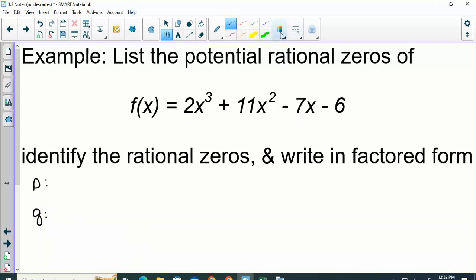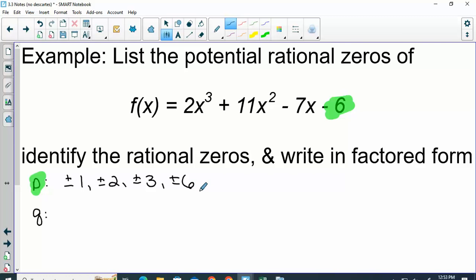P comes from the constant. So p is everything that goes into negative 6 evenly. So how could I get negative 6? 1 and negative 6, negative 3 and 2, negative 1, positive 6, positive 3, negative 2, right? So we can do any combination of positives and negatives. So we're going to do plus or minus 1, plus or minus 2, plus or minus 3, plus or minus 6.